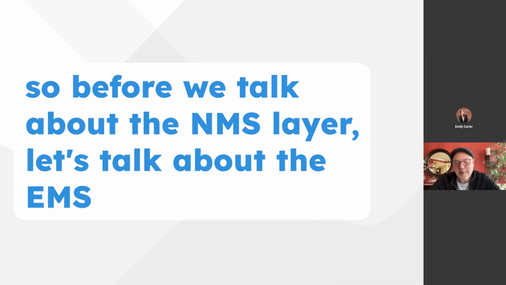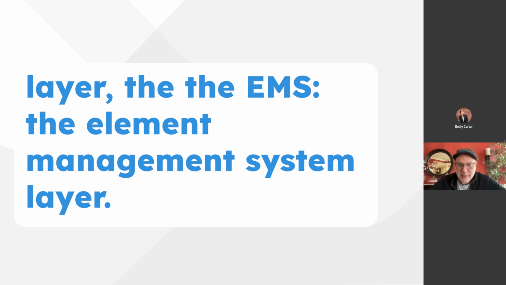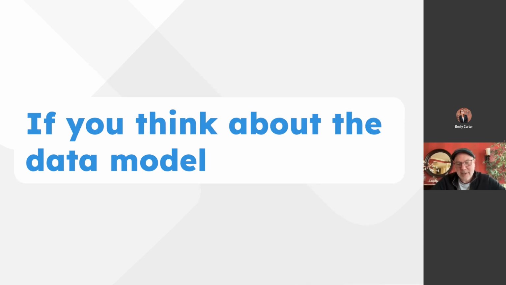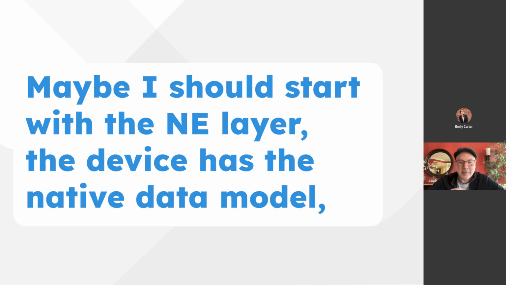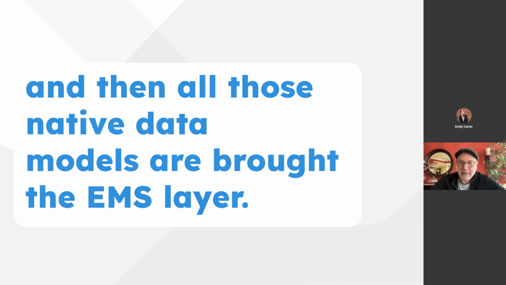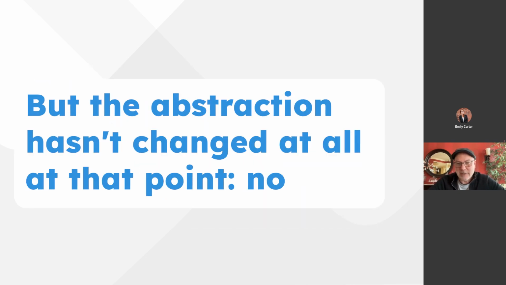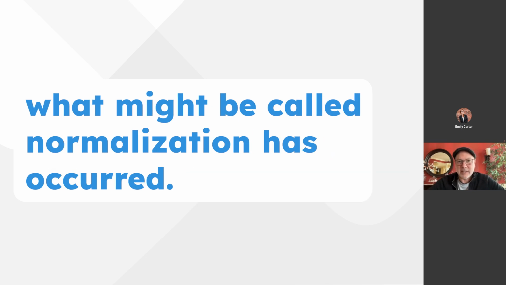Okay, so before talking about the NMS layer, let's talk about the EMS layer, the element management system layer. If you think about the data model abstraction, the device itself has its native data model. Maybe I should start with the NE layer. The device itself has a native data model, and then all those native data models are brought to the EMS layer, but the abstraction hasn't changed at all at that point. No, what might be called normalization has occurred.